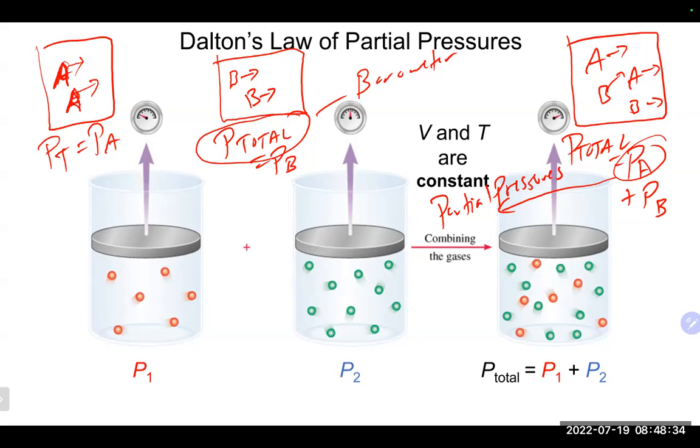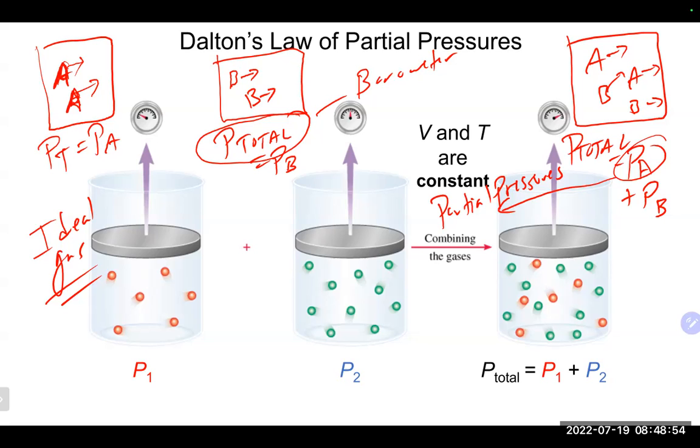Now, one of the things that makes something an ideal gas, which is what we've been talking about up to this point, is the idea that there are no attractive or repulsive forces between different gas molecules.